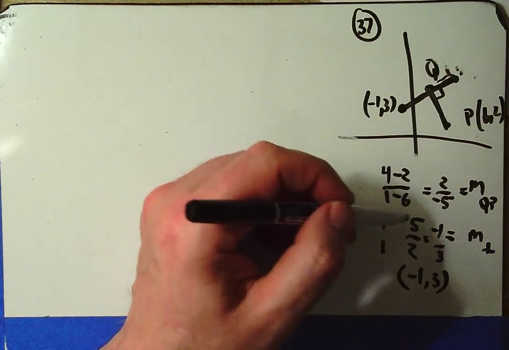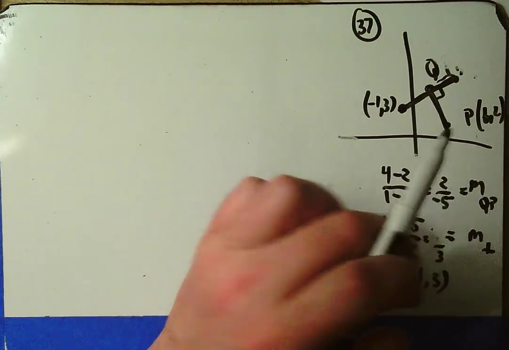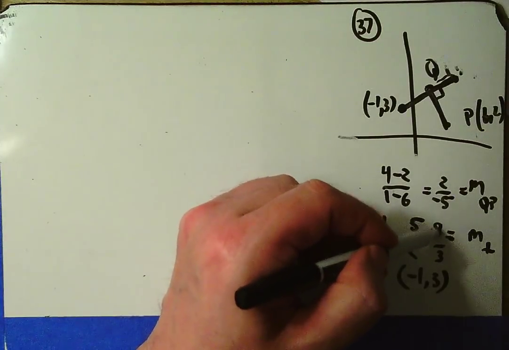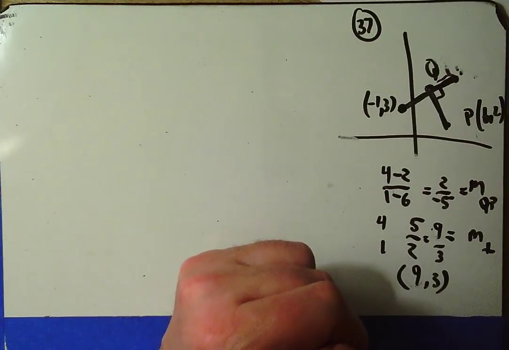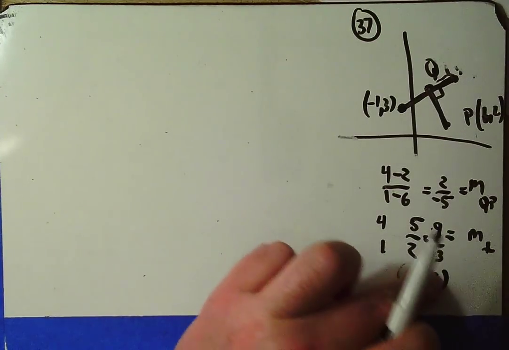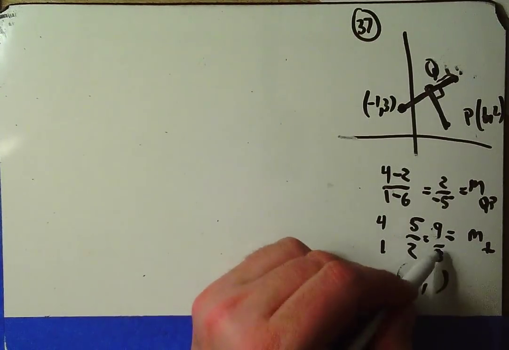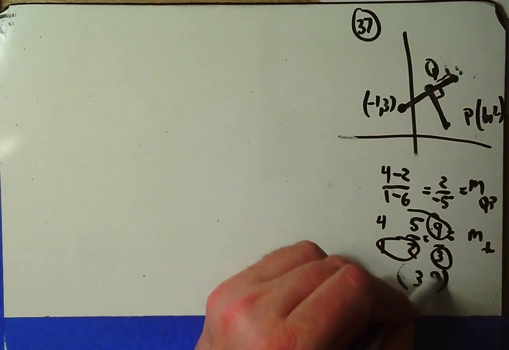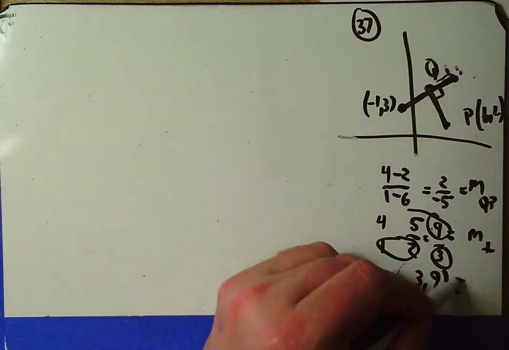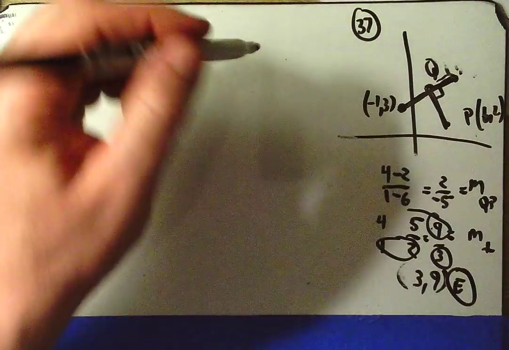Okay, let's try this again. It's 9 over 3. 9, 3. Do we have that one? Yes, because I wrote it down wrong. The x's are on the bottom, 3, and the y's are on the top, 9. Oh, E. All right, sorry about that.